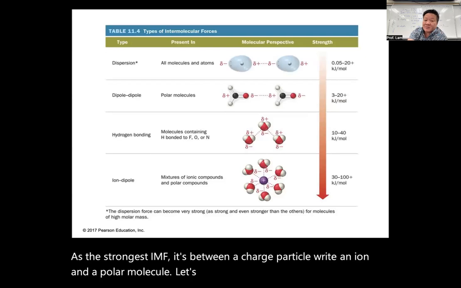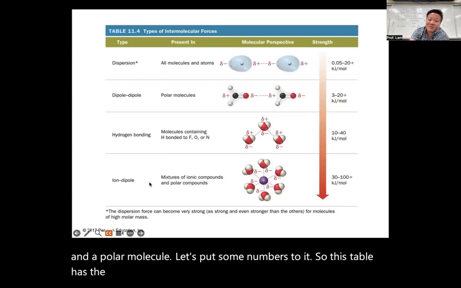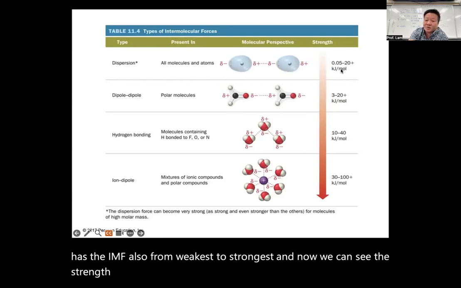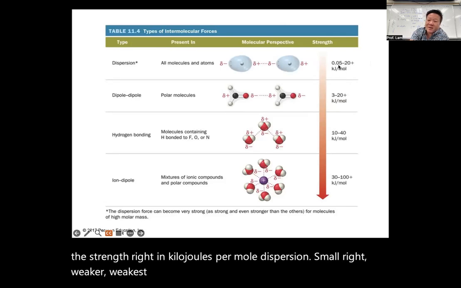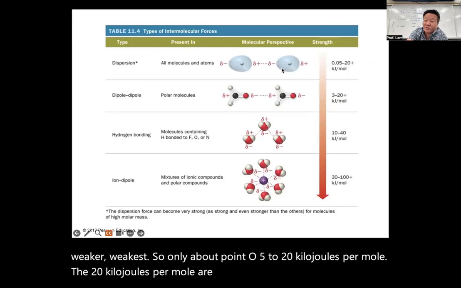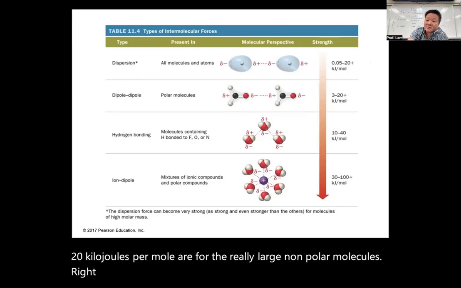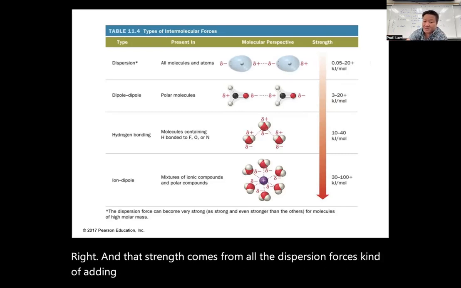Let's put some numbers to it. So this table has the IMFs also from weakest to strongest. And now we can see the strength in kilojoules per mole. Dispersion, small, right? Weakest. So only about 0.05 to 20 kilojoules per mole. The 20 kilojoules per mole are for the really large nonpolar molecules, and that strength comes from all the dispersion forces kind of adding up over a long distance, okay?